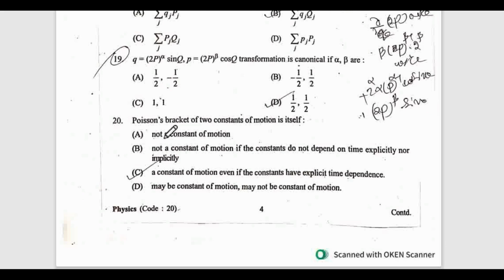So now coming to the last question, that is the 20 number question. It is asked to find the Poisson bracket of two constants of motion. The Poisson bracket of two constants of motion should be a constant of motion, even if the constants have explicit time dependence. This is the correct answer.